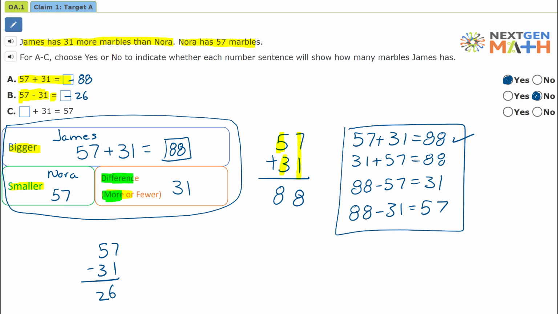And then lastly, what number plus 31 equals 57? Well, that is another subtraction problem. So 57 minus 31, that's 26. So we have another 26 here. So that is also a no. So our only answer that's correct is the first one, which is A.